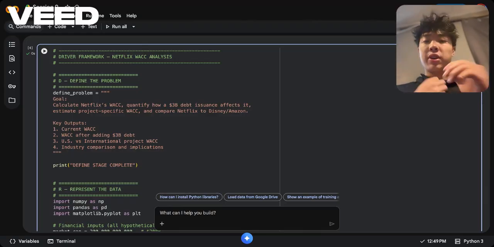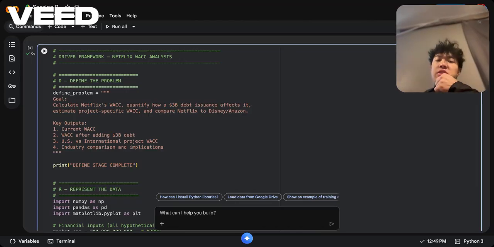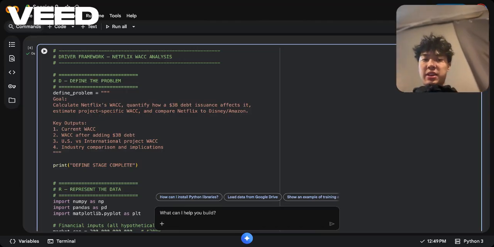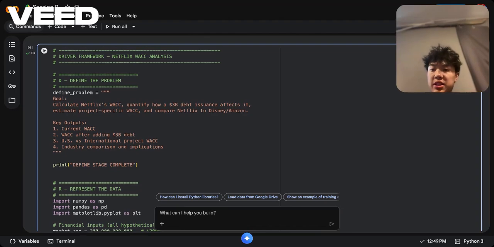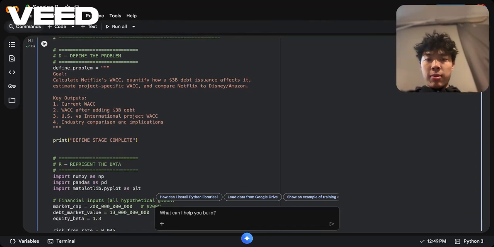For this project, I analyzed Netflix's weighted average cost of capital using the full DRIVER framework. I wanted to understand not just what Netflix's WACC number is today, but also how it shifts if they add more debt, how it varies for different types of content investments, and how it compares to their biggest competitors. Starting off with the D stage, define the problem.